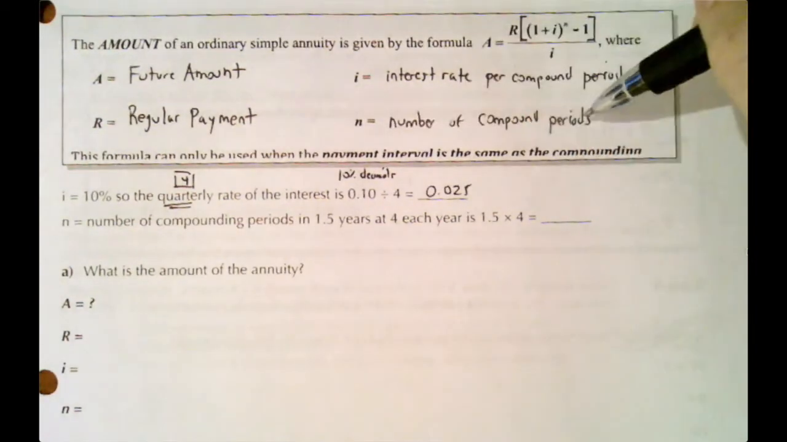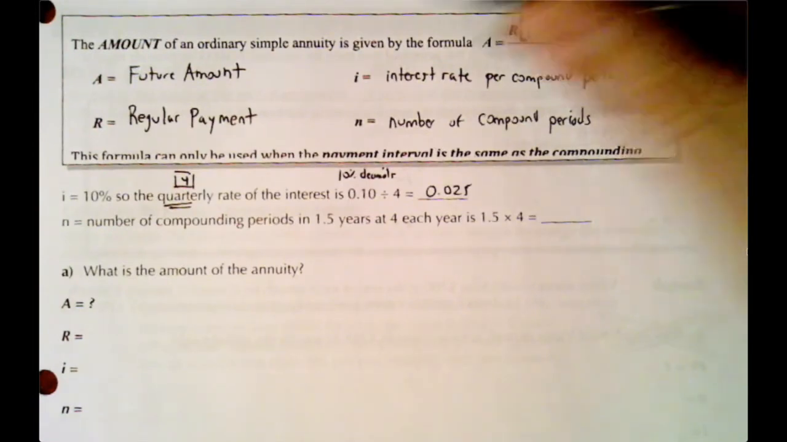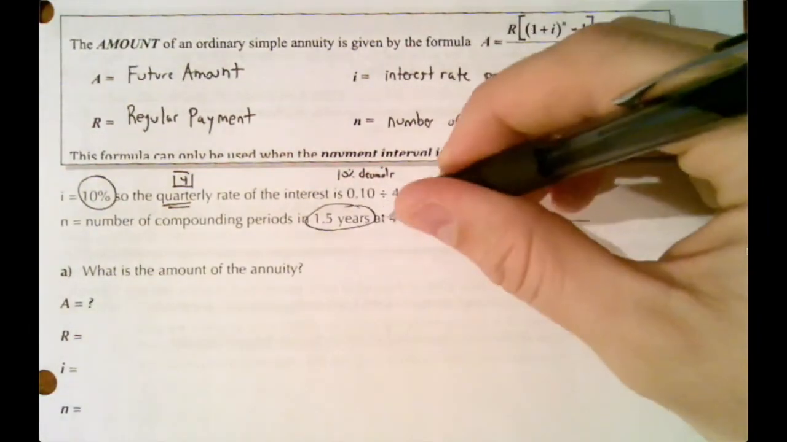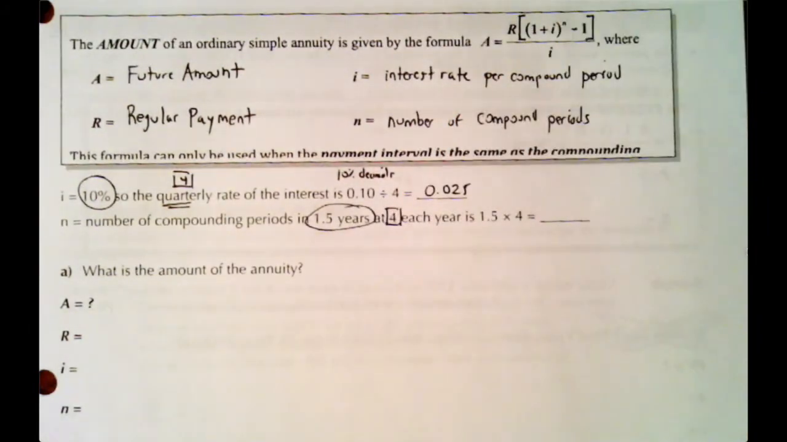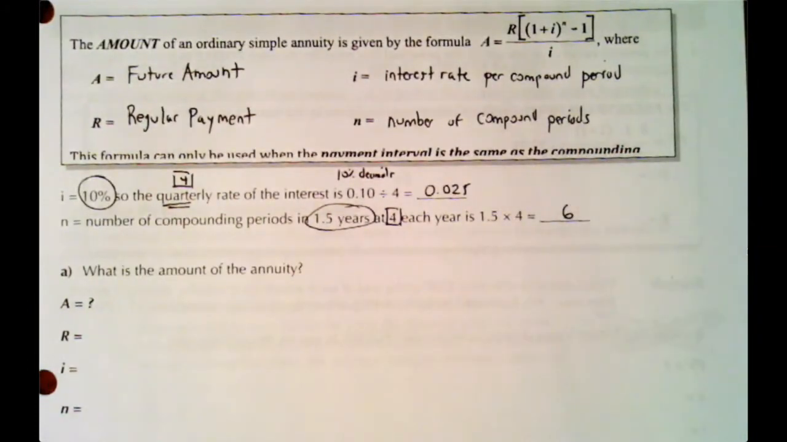N, the number of compounding periods, is generally pretty easy to get to. We start with how many years, and we multiply by 4 because it's quarterly. 1.5 times 4 is 6. And these will be the steps that we're constantly doing. And for the rest of the unit, we're going to be looking for I and N. So if it didn't make sense right now, we're doing about 4 more examples of it throughout the next couple lessons. So you'll get to see where I and N come from more often.